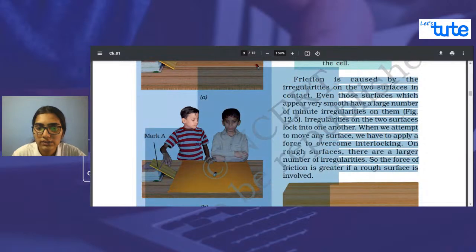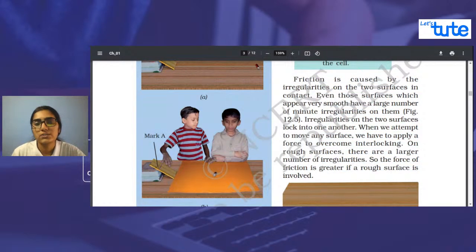If you go through this concept, they've said friction is caused by the irregularities on the two surfaces in contact. Even those surfaces which appear very smooth have a large number of minute irregularities on them. The irregularities on the two surfaces lock into one another. When we attempt to move any surface, we have to apply a force to overcome interlocking. On a rough surface, there are a large number of irregularities, so the force of friction is greater if a rough surface is involved.